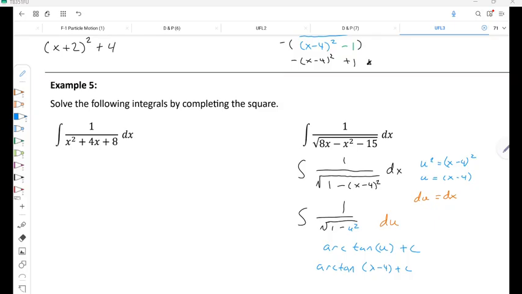When we go back across the page and do the next example, we're not going to have a 1 there. So we're going to have to put together what we're going to do with completing the square with what we did all the way up in the first example.